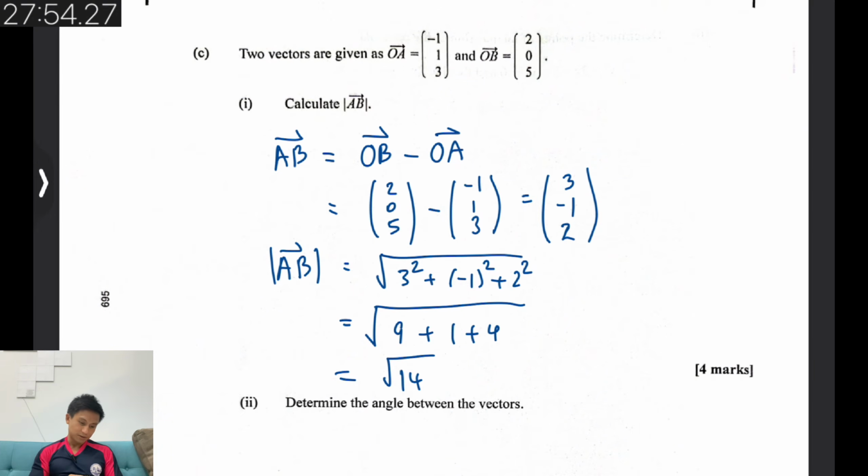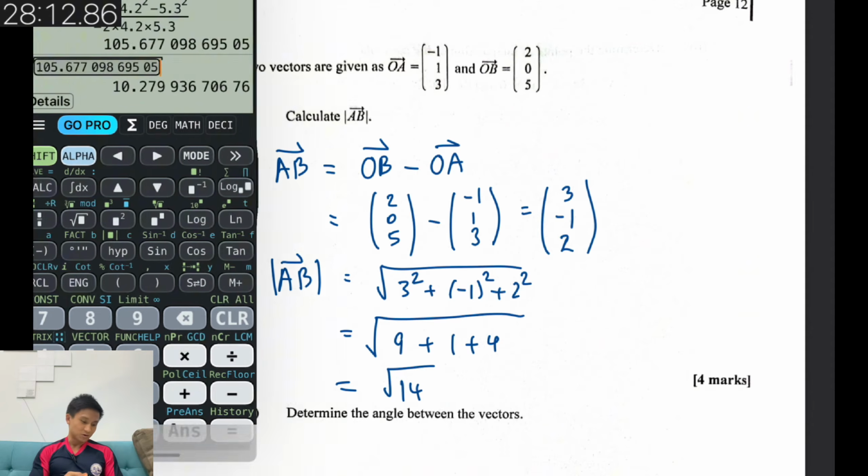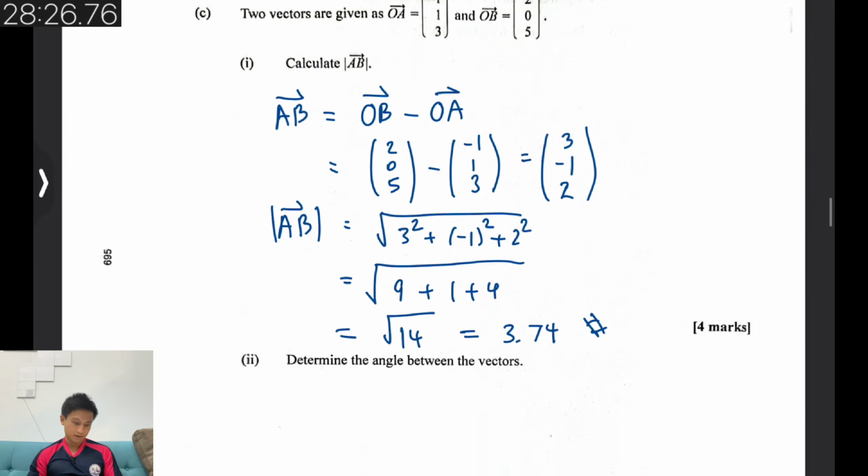Now, because I noticed on the cover of the exam, unless stated otherwise, you're going to give it to 3 significant figures. Unless the question states that you need to do exact, you need to give it to 3 significant figures. So I'm going to use a calculator here. And this is square root 14. So that's going to be 3 significant figures, 3.74. Yep, that's it.